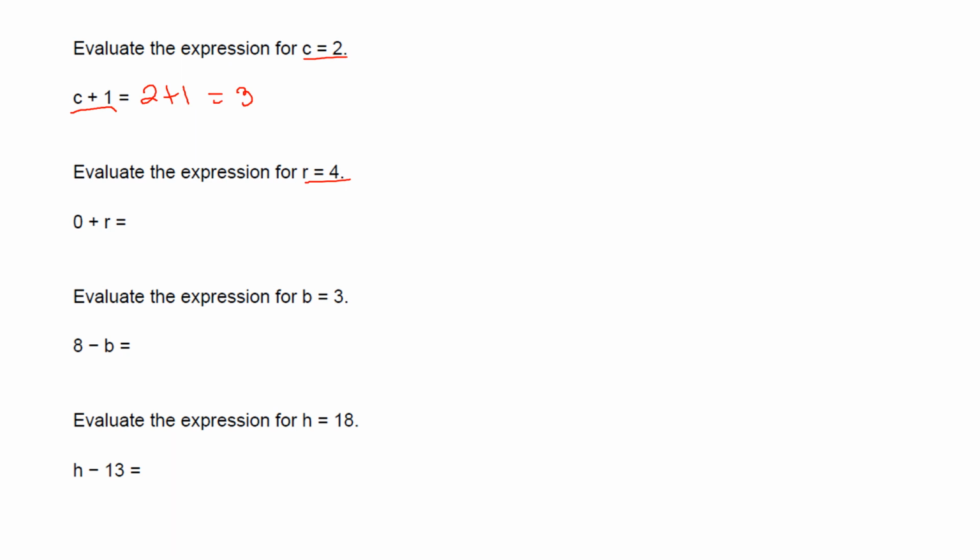If r is 4, then 0 plus r would be 0 plus 4, which is just 4. If b is 3, then 8 minus b would just be 8 minus 3, which is 5. If h is 18, then h minus 13 would be 18 minus 13, which again is 5.